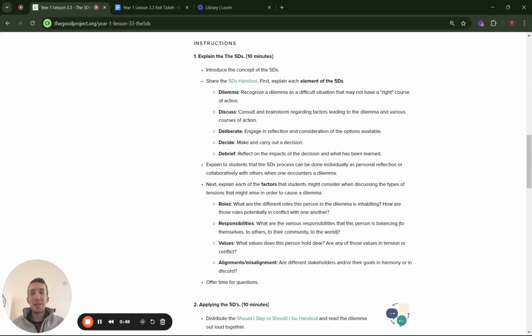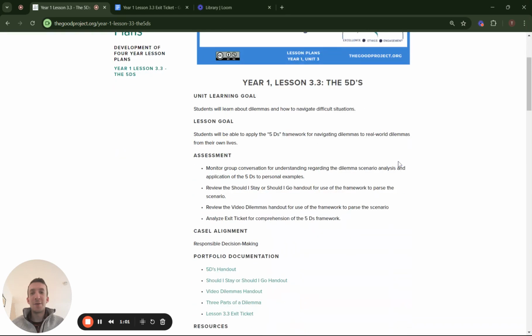Third, deliberate, so engaging in reflection of all the options available. Fourth, deciding, actually making and carrying out a decision. And then fifth, debriefing, so thinking about the impacts and what's been learned from the scenario.